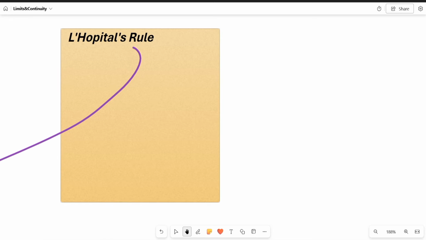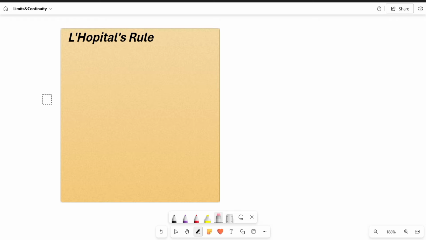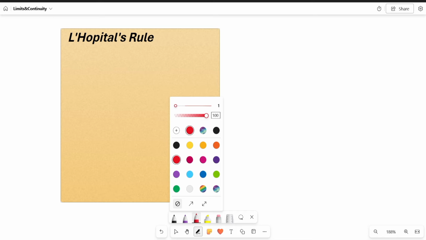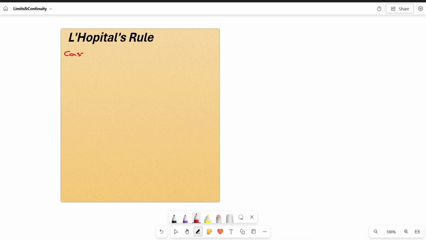Okay, L'Hopital's rule. Let me just erase this. I want to show you the different cases in which we use L'Hopital's rule. So the first case, okay, this is too small, too sharp. Just a moment. Okay, so case number one is very simple.